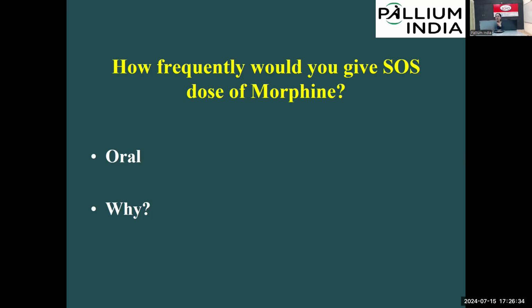This is because it takes around 45 to 60 minutes for the morphine to produce its peak analgesic effect in the blood. And even after 60 minutes, if the patient is not having adequate pain relief with morphine, you can ask the patient to take one more dose of morphine, an SOS dose.